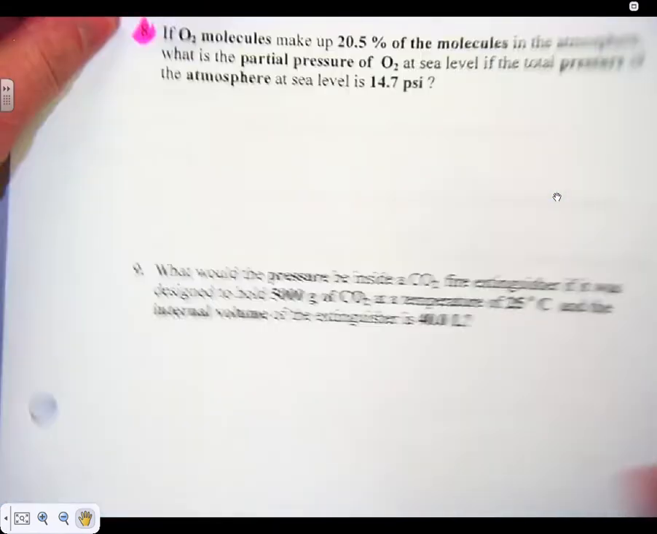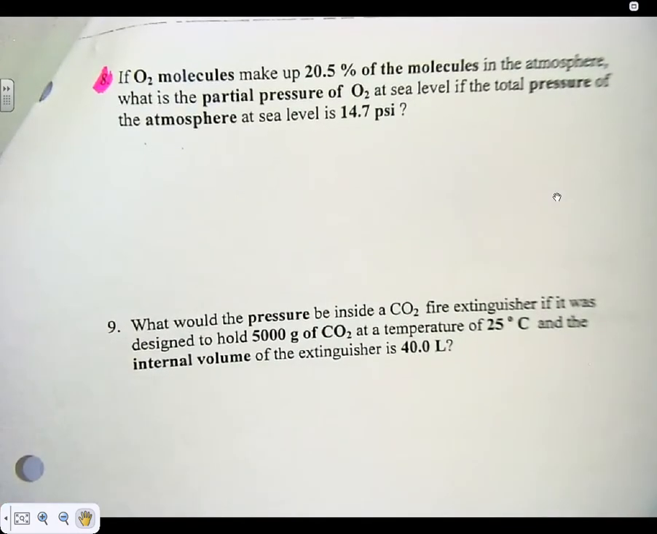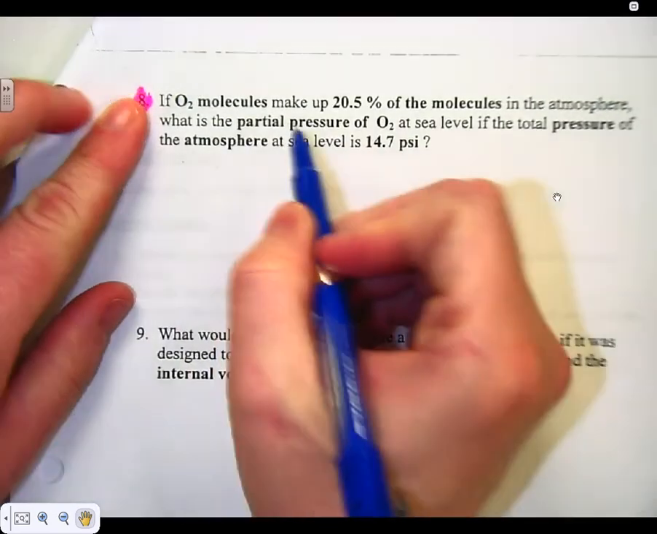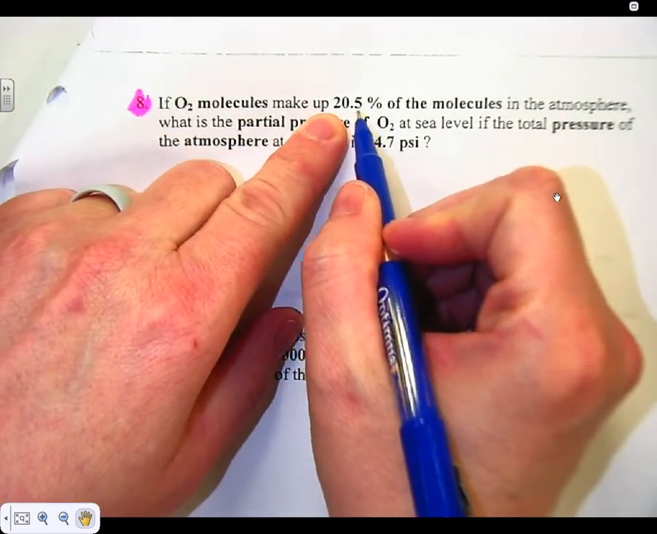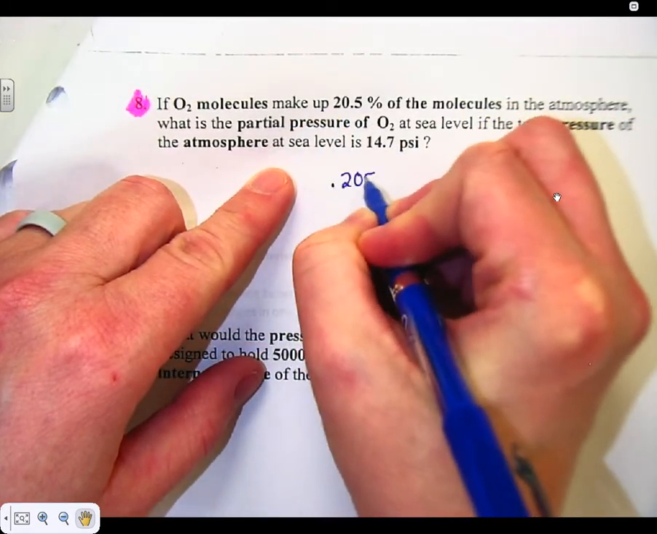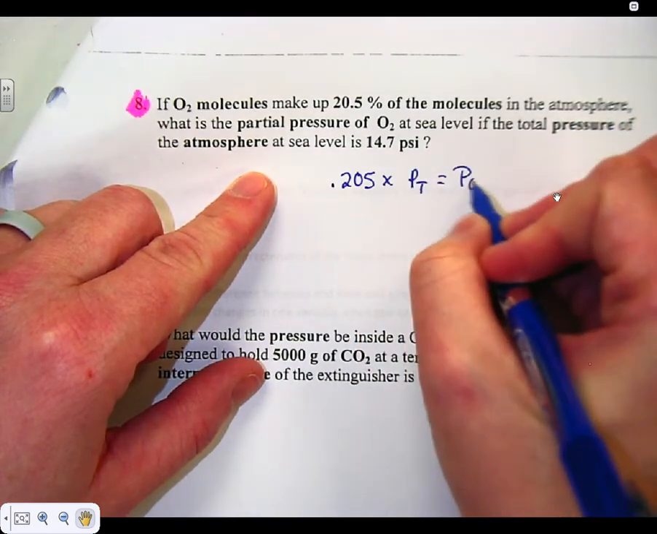Okay? And one more that we're going to look at here before I give you some problems to do. If oxygen molecules make up 20.5% of the molecules in the atmosphere, what is the partial pressure of oxygen at sea level if the total pressure of the atmosphere at sea level is 14.7? So again, this is the percentage that is oxygen. So I could take that percentage as a decimal, times the total pressure, and that will give me the partial pressure of oxygen.